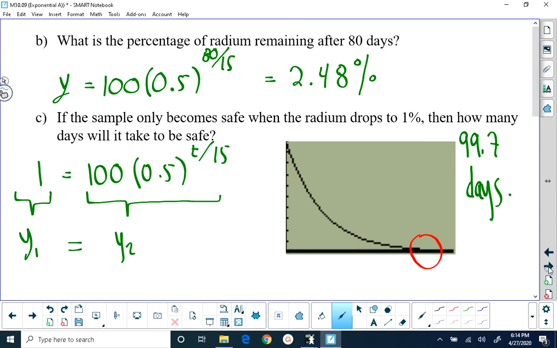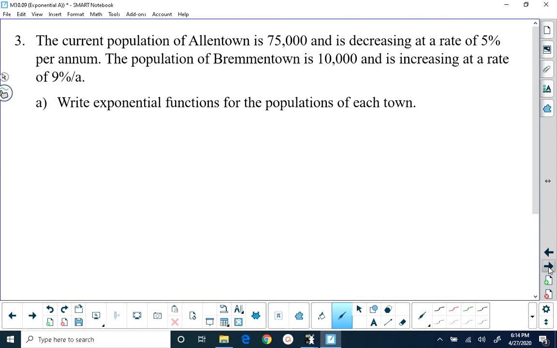All right, we have one more example to do. Example 3 tells us that we have 2 towns, Allentown and Brementown. Now, Allentown has a population of 75,000, and its population is decreasing at 5% per annum. Annum means year. It's where we get the word annual from. The population of Brementown is only 10,000, but it's increasing at 9% per annum, per year. So Allentown's population is declining exponentially, and Brementown's is increasing exponentially. What are the exponential functions for the populations of each town?